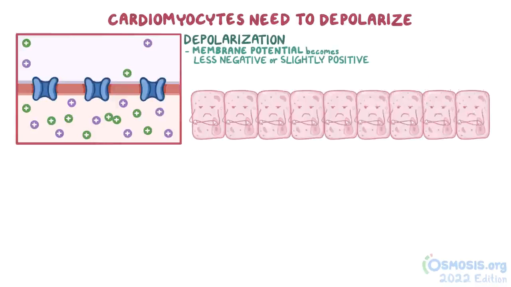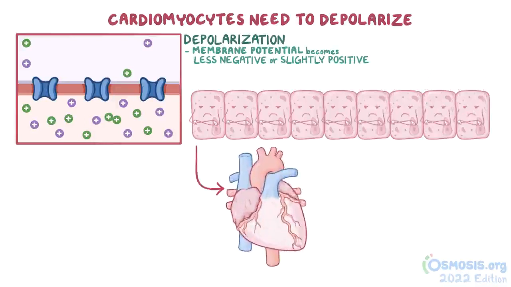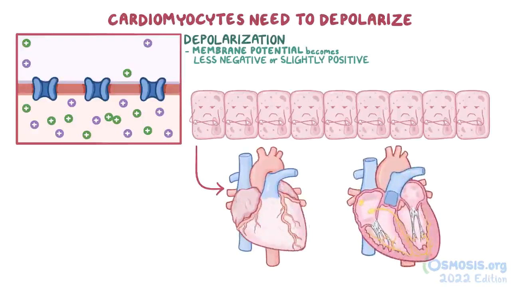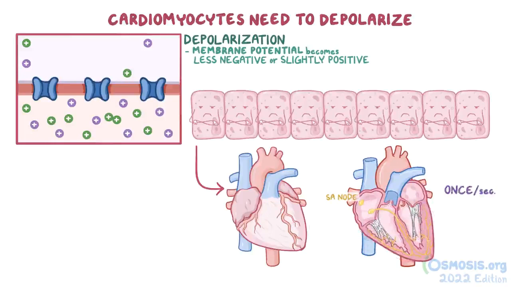Each depolarization wave causes a heart muscle contraction, so the rate at which depolarization waves ripple through the heart actually sets the heart rate. This depolarization wave starts with the sinoatrial node, which sometimes gets called the SA node, and then moves through the rest of the heart to cause a contraction. So if depolarization waves are going through about once per second, that means that your heart beats once per second, or 60 times in a minute.